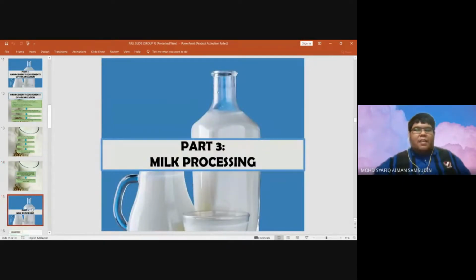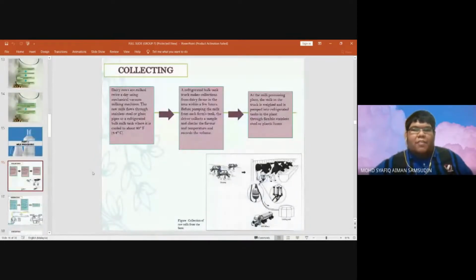Next, we go to the milk processing. The first step is the collection step, where the milk collected from the cow is stored in a milk tank, which is kept at a controlled temperature of 40 degrees Fahrenheit.